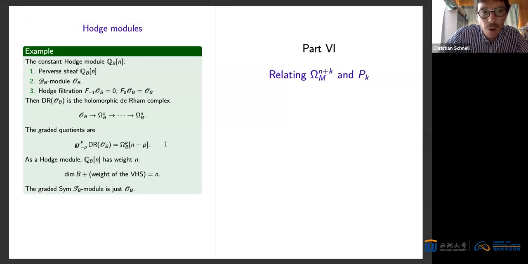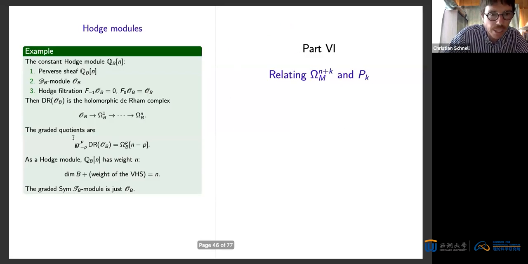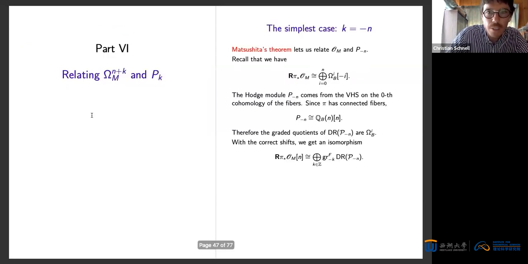Okay, and so now with these Hodge modules, I can make a go at trying to relate holomorphic forms on M and perverse sheaves on B. So this is how I'll explain it now. The simplest case of this relation is actually just Matsushita's theorem. Matsushita's theorem, I claim, actually relates the structure sheaf O_M, which is a graded piece of the de Rham complex here, and this lowest perverse sheaf P_{-n}.